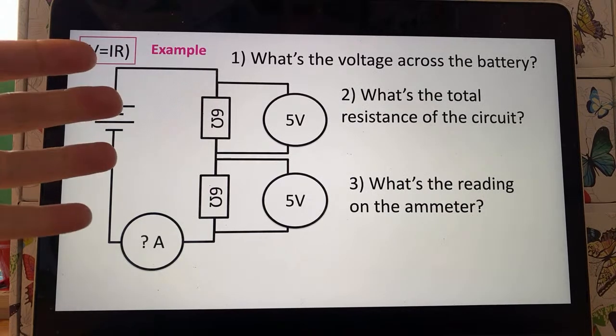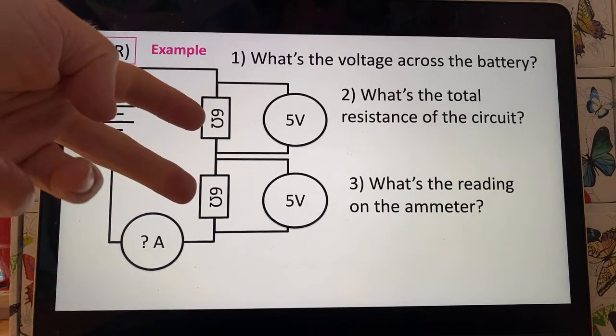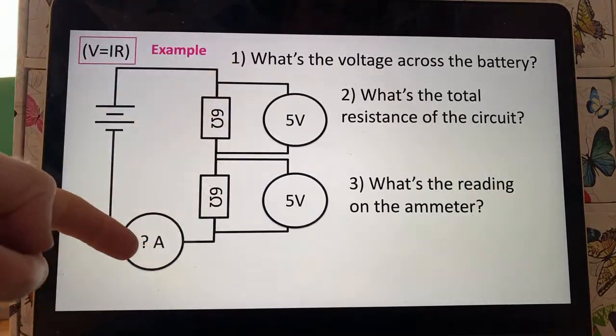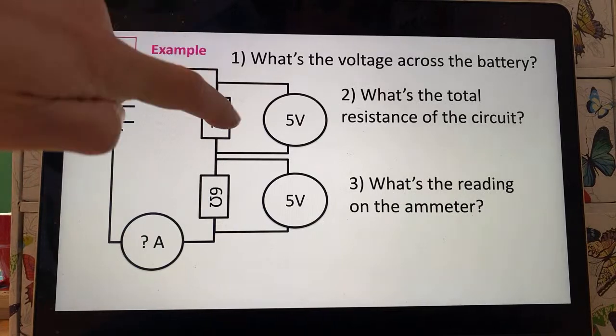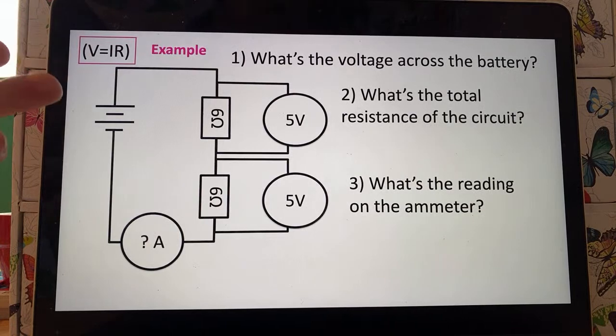So hopefully no surprises there. So here's a circuit where the voltage is being shared equally. I'll just do this one as an example. You've got a battery. We don't know what the voltage across it is, but we've got 2 6-ohm resistors in series. An ammeter, we don't know the reading on it, but we know that the voltage across each resistor is 5 volts. So what's the voltage across the battery? What's the total resistance of the circuit? And what's the reading on the ammeter? I've said this is an example, but I'll give you 10 seconds, see if you can scribble down an answer or think about what the answer is. One of them is quite easy, but the other one's like a little jump, I think.